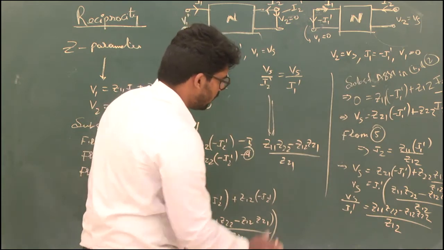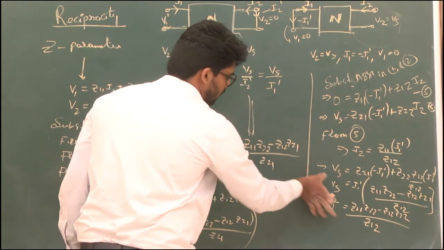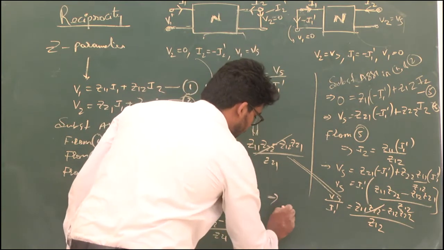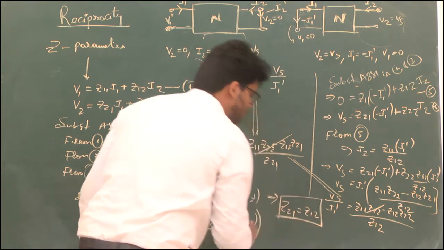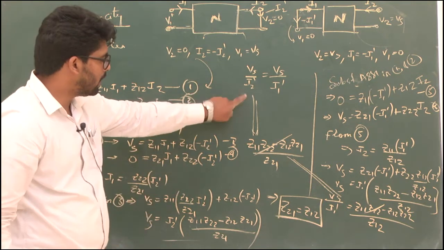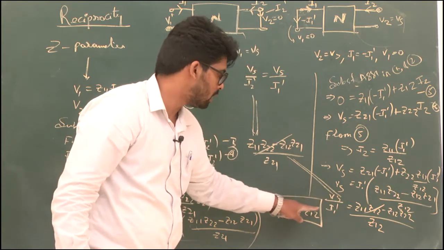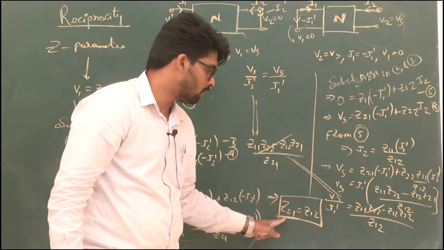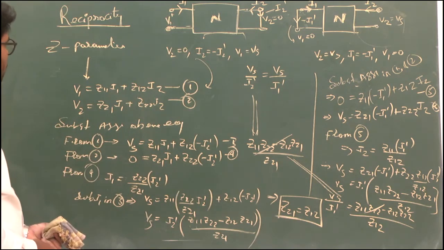So equating this Vs by I1 dash, you got this equation. Equating these two, what do you get? You cancel those things, and finally you obtain Z21 equal to Z12. So this is the reciprocity condition for Z parameters. Vs by I1 dash is this value and Vs by I2 dash is this value. We equate both, cancel the numerators and equate the denominators, and after equating the denominators you got Z21 and Z12. In a similar fashion, we will do the Y parameters.